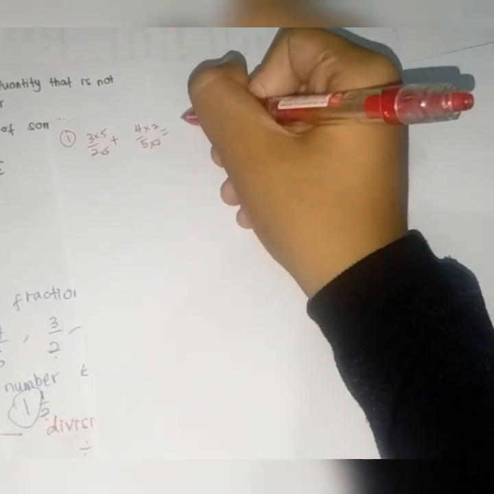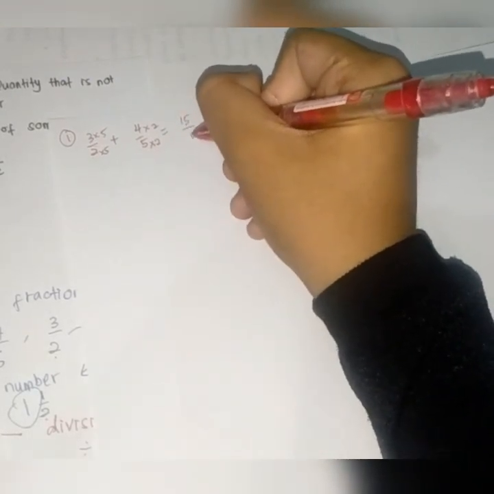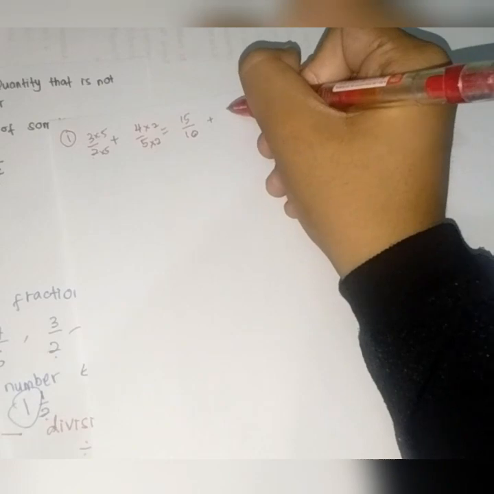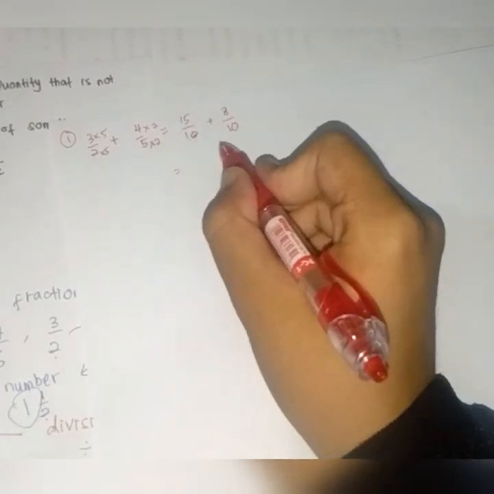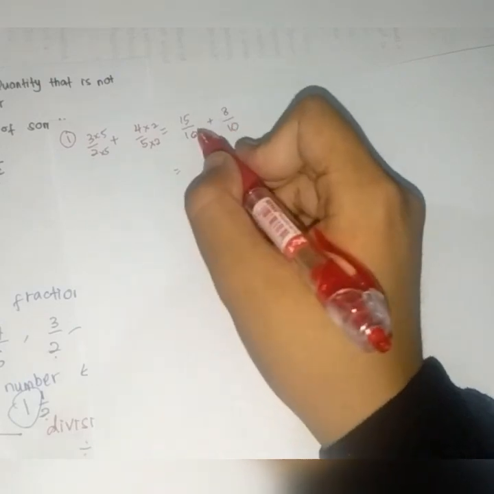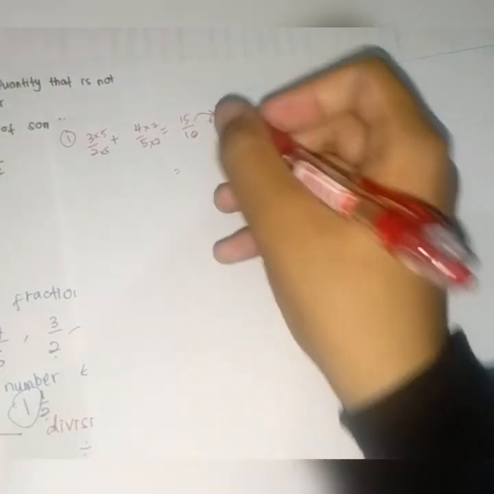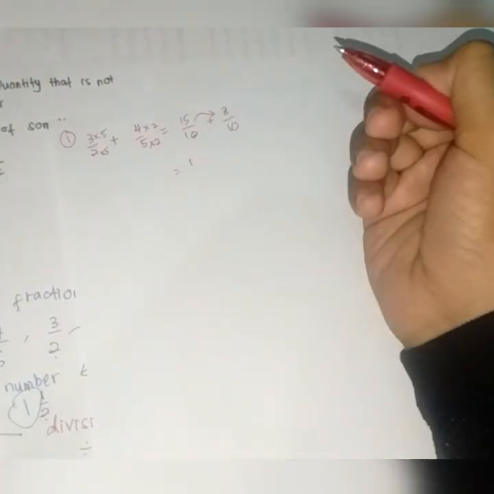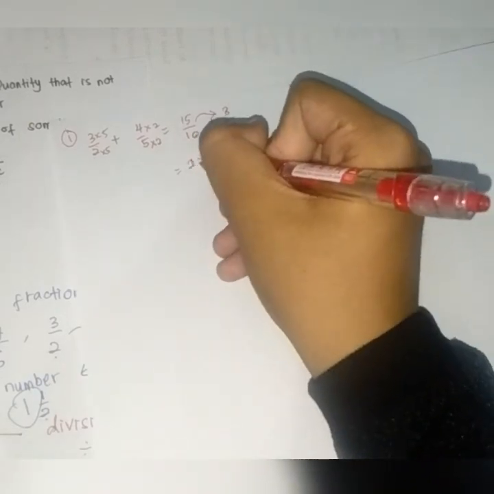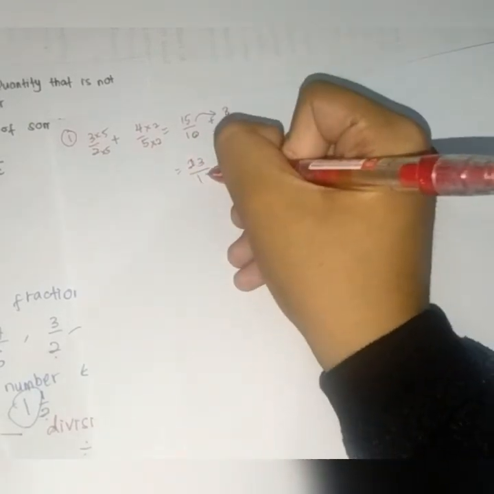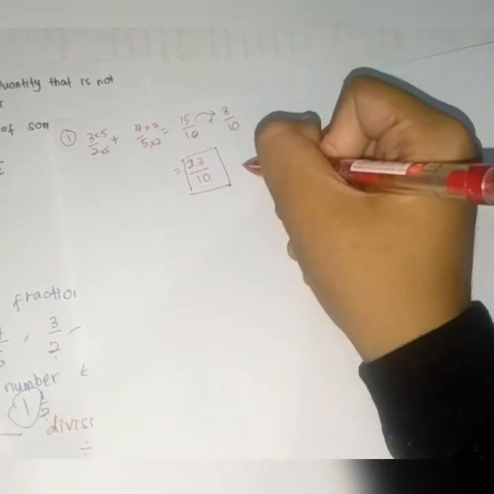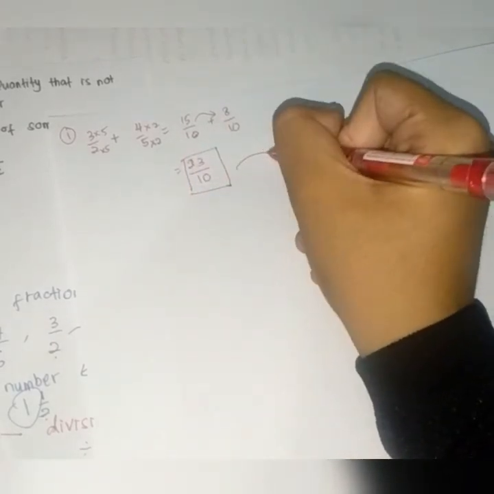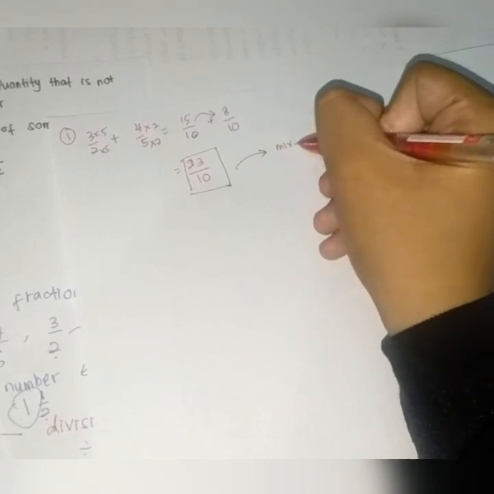3 times 5 equals 15 over 10, plus 4 times 2 is 8 over 10. As you can see, the denominators are already the same. That's why we just add up the numerators as usual. 15 plus 8 is 23 over 10. As you can see, 23 over 10 is in improper fraction form. That's why we must change it into a mixed number.